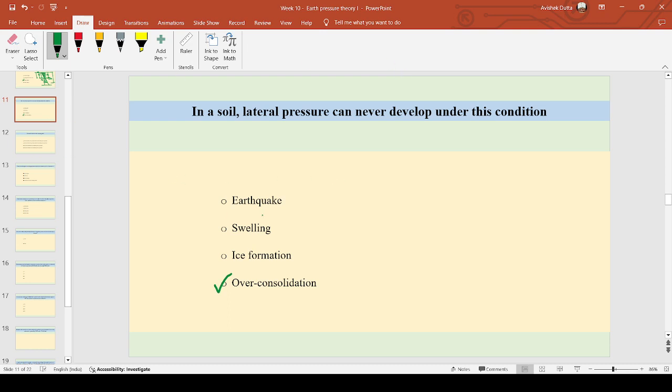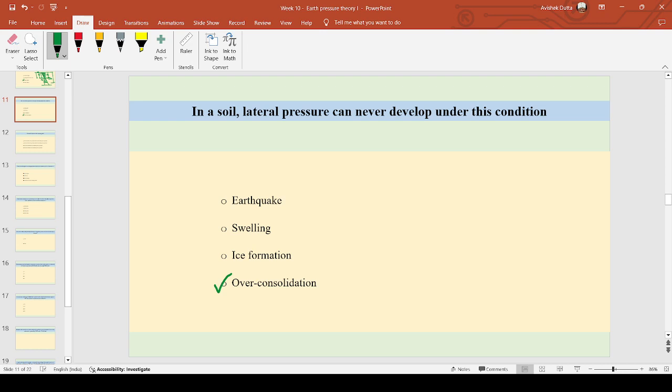Sir, can I ask a small practical question? For example, somewhere if you have an over consolidated soil, when you excavate a trench or pit or whatever it may be, does it require any lateral support if there is no lateral pressure?